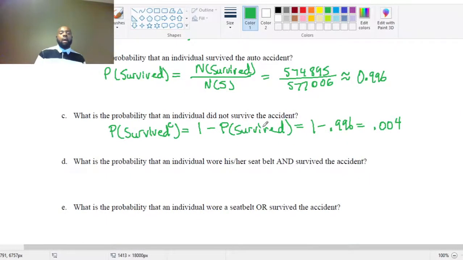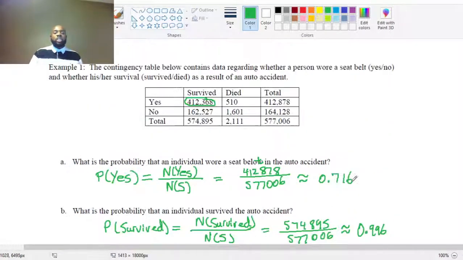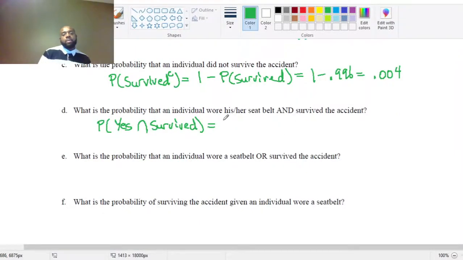And so based off of what probability tells us, the probability they wore a seatbelt, that's yes, and survived. Notice we don't have to go back to any of our rules because it's more complicated to do that. I'll just go to my table since I know the number of people who survived and wore a seatbelt was 412,368. I'm going to divide that by my total, 577,006, and I get approximately 0.715.